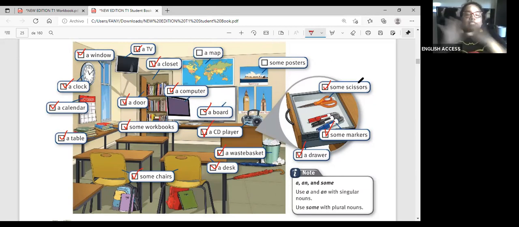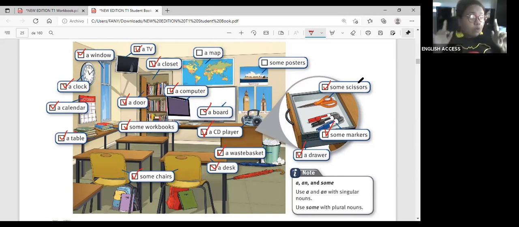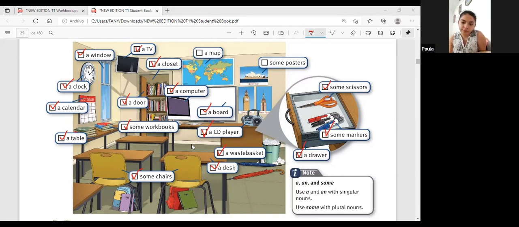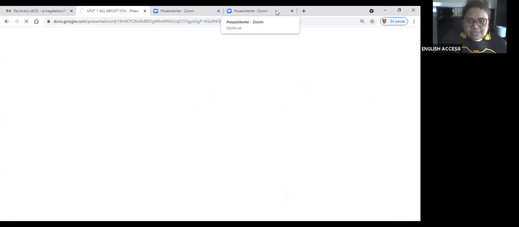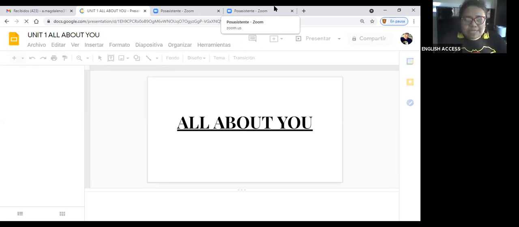Okay, so girls, so we know what we have at home, but the question is, where is everything? What is the location? Where is it located in my home? Oh, for that, we have this. We have the prepositions of place. It's loading. While it loads, what are the prepositions of place?